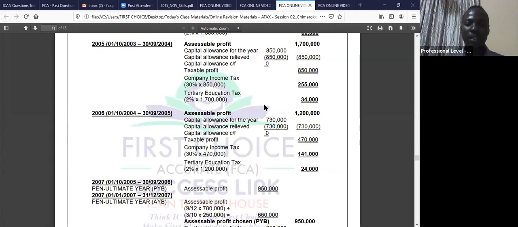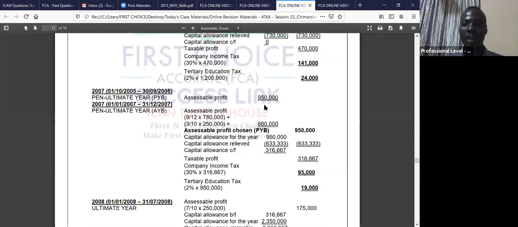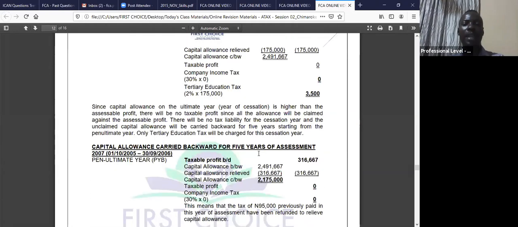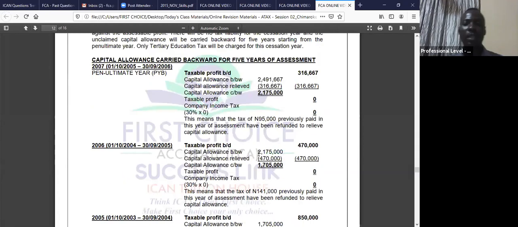Okay, now let's look at our penultimate year. Now I am taking it backward. This is my capital allowance carried backward. Now, when I come to the penultimate year, the tax I have paid, I am going to be refunded that tax because I want to use it as my profit. So now this is the profit we had before we paid our tax. This is the profit we had before we paid our tax.